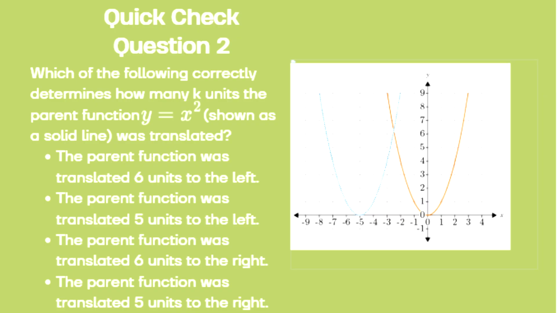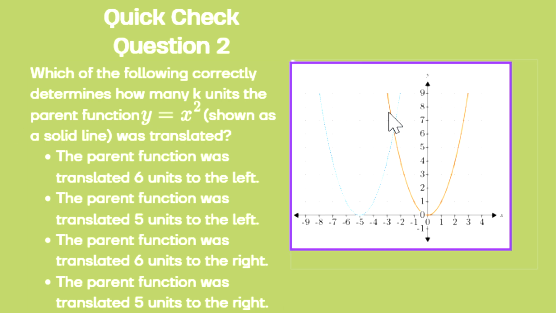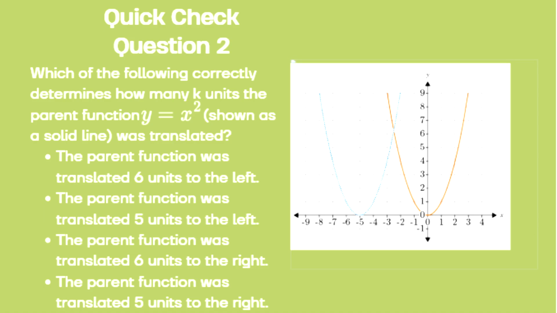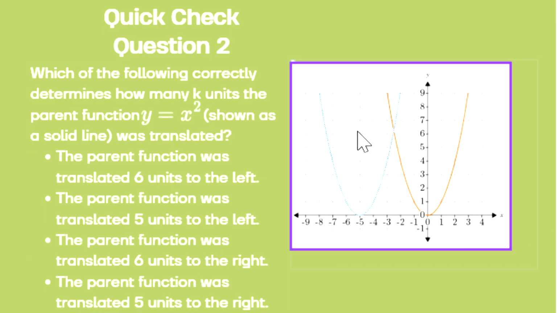Okay, here's quick check question number 2, and the graph disappeared because my life is hard. Which of the following correctly determines how many k units the parent function y equals x squared, shown as the solid line, okay, so this is the parent function, was translated? So it's being translated from here to here. So you have to figure out how many units it was translated and in what direction, if it was translated left or right. We're starting with orange, going to blue.